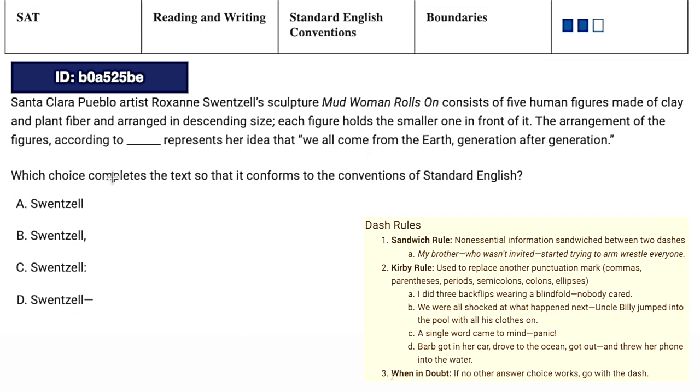All right, let's check out another one here. Let's talk about how we can simplify this. If you're doing sentence boundaries, you could actually ignore everything other than the sentence that contains the underlined portion. So I'm going to start here. The arrangement of the figures, according to Swenzel, represents her idea that we all come from the earth, generation after generation. According to Swenzel. So what I'm noticing here is that we could get rid of according to Swenzel, and we could say the arrangement of the figures represents her idea that we all come from the earth, generation after generation.